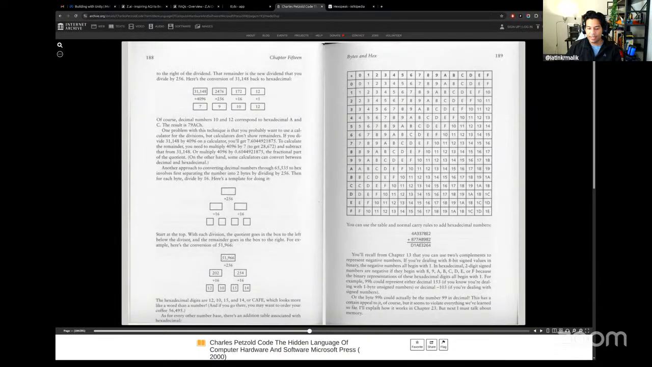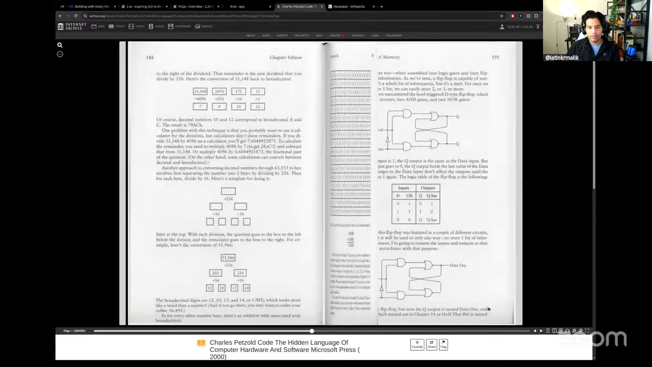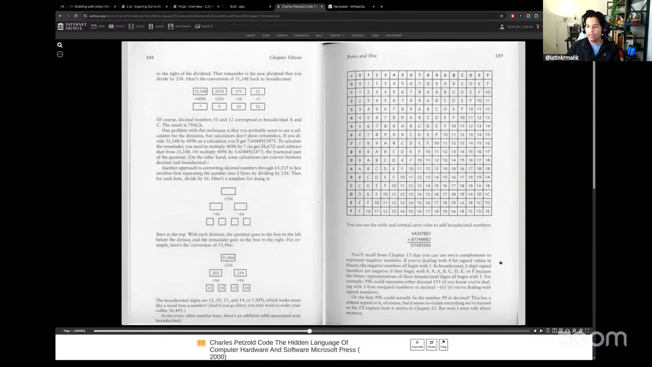This has a certain appeal to it, of course, but it seems to violate everything we have learned so far. I will explain how it works in chapter 23, but next I must talk about memory. So this was chapter 15. Pretty interesting. It gives us a very simple glimpse into what hexadecimals are and why we use them. Any questions so far?